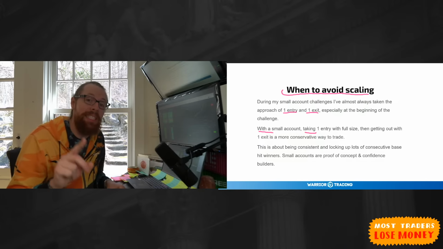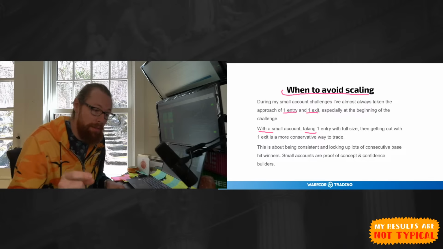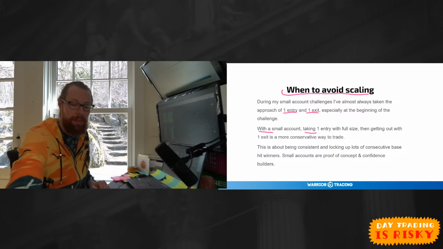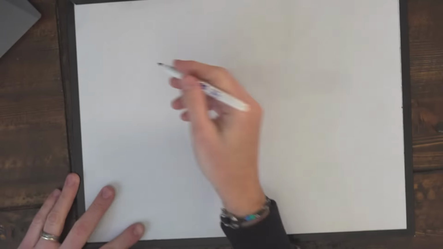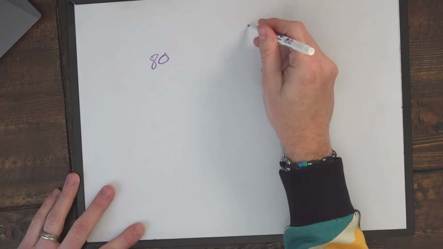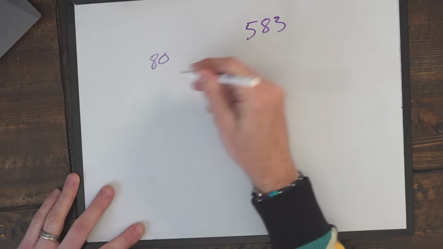And I did it by taking one entry, one exit. So just for instance, my first day, you can always check out the metrics if you want to, they're over on our website, but I'll just show you real quick. My first trade on day one, I think I made something like $80. So I had like $583, plus the 80.